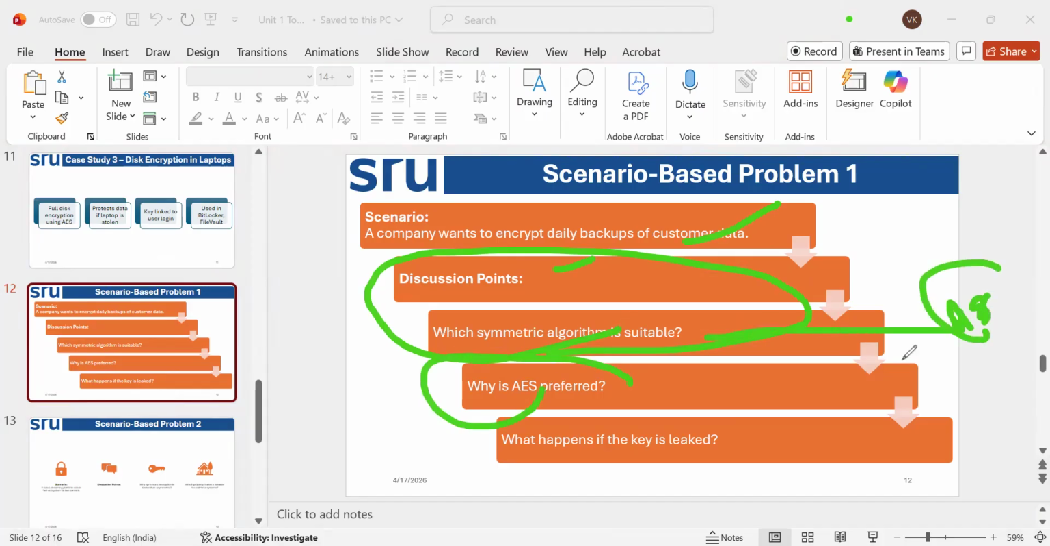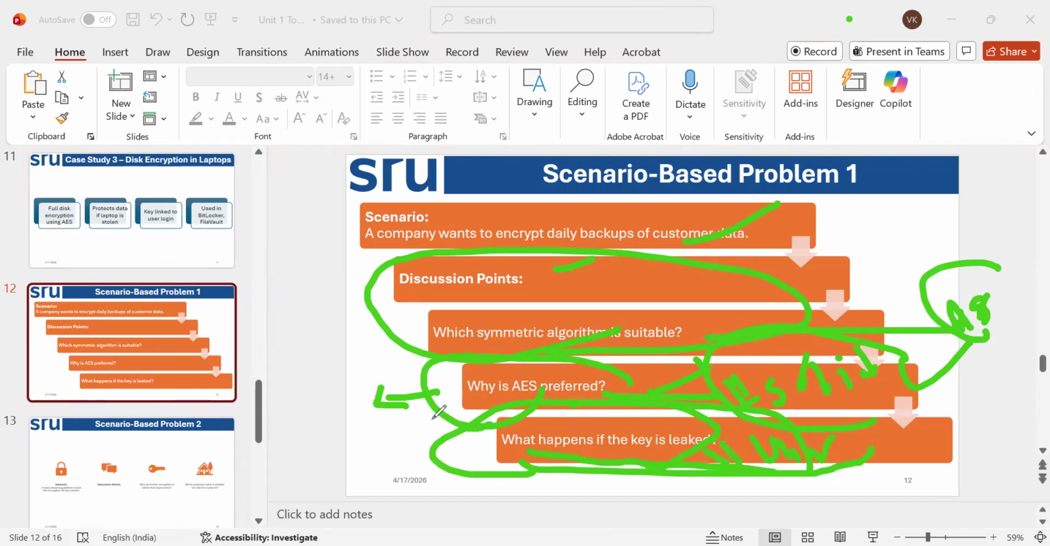Why is AES preferred? Because AES is more secure, and it has a 256-bit key length, the maximum length, so it resists brute force attacks. What happens if the key is leaked? Our data will become vulnerable, there are security issues, and it can be stolen. That breaches confidentiality, integrity, authentication, and non-repudiation. These are the problems. We discussed the scenario based problem.